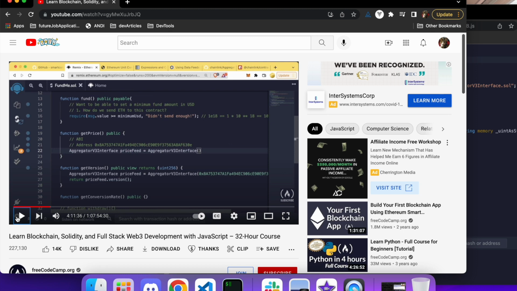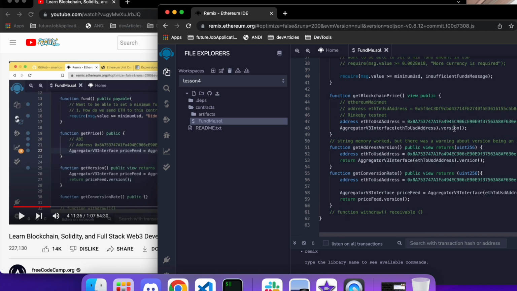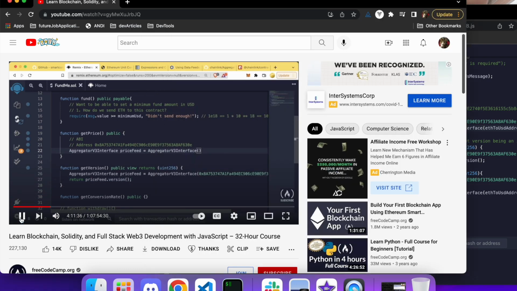So we are doing the aggregator interface priceFeed. This is a familiar pattern by now. We have the getBlockchainPrice, so we'll just comment out this, which is just getting the version. In getBlockchainPrice, priceFeed equals, and probably the ETH address to use, contract at address, this address. Exactly the same as what we're doing down here.